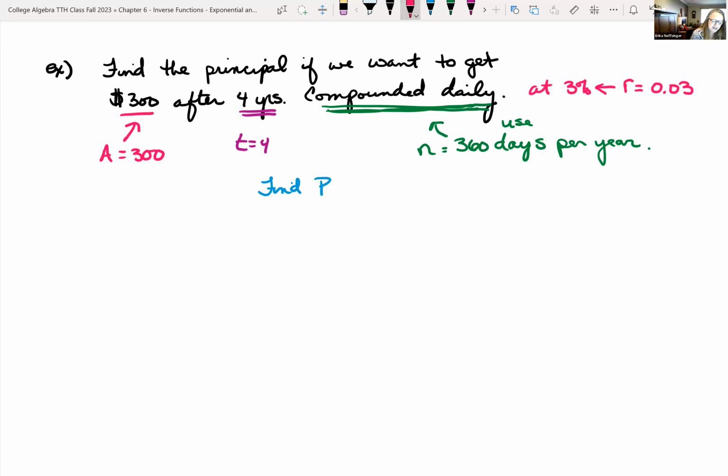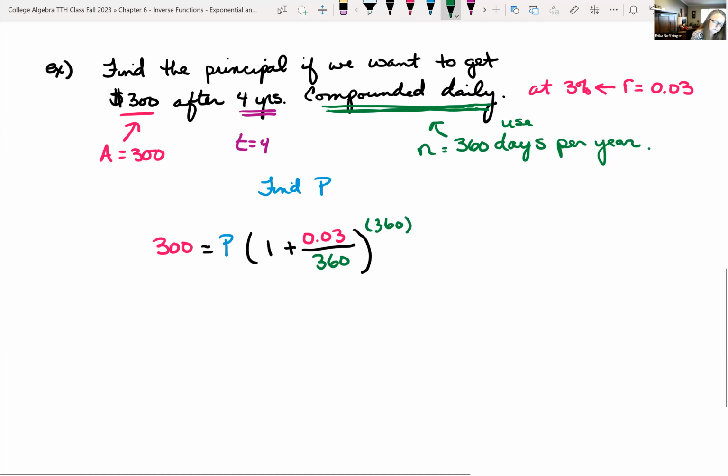So let's go in and plug it into our formula. We know our amount, which is 300, equals the principal P all times 1 plus the interest rate, which is 0.03, divided by the number of times compounded per year, daily, so 360, all raised to the n, which is 360, times our time, which is 4.